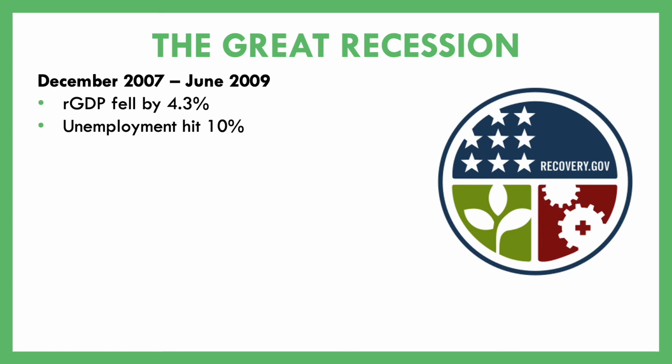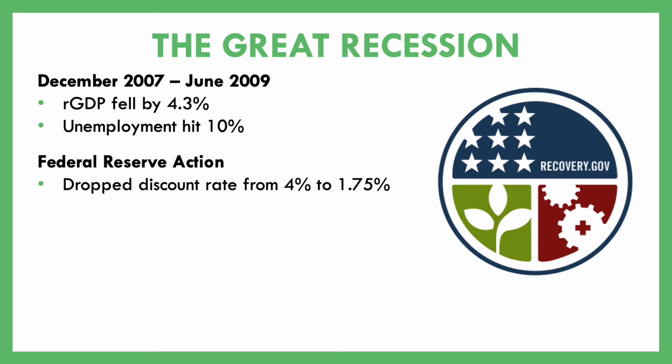And the government and the Federal Reserve were like, hey, we need to step in to do something. So what exactly did they do? Well, the Federal Reserve dropped the discount rate. They decreased the discount rate from 4% to 1.75%. Remember, what that means is it became cheaper for banks to borrow money from the Fed. And because it became cheaper to borrow money from the Fed, banks were able to borrow more money and extend more loans. Loans were cheaper, and so there was more investment and more consumer spending, which helped stimulate our economy.